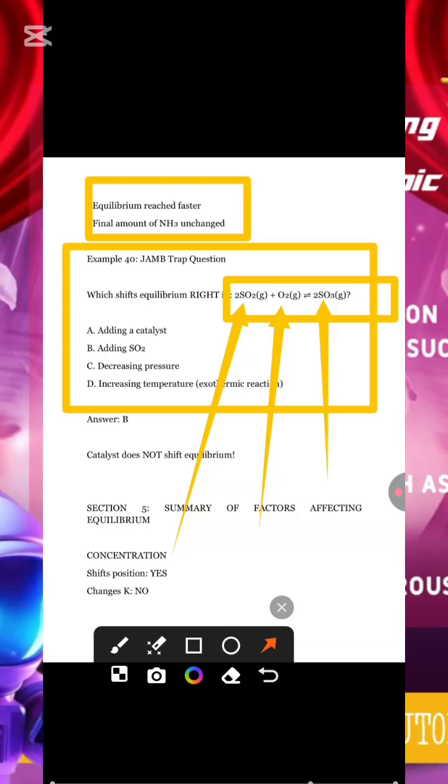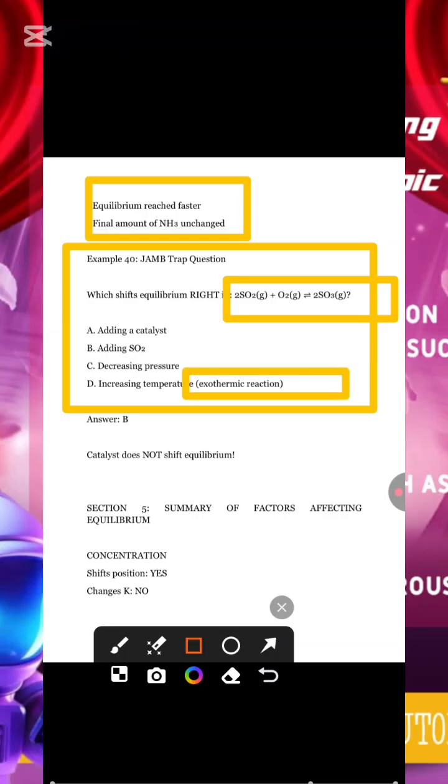And option D says increasing temperature. They wrote in a bracket right there, you can see the brackets, exothermic reaction. So they are trying to tell you that this particular reaction is exothermic. So increasing temperature, what will it do? How can the reaction be exothermic, giving off heat, and you want to increase the temperature? If you increase the temperature, you have hindered the forward reaction. You're only going to favor the backward reaction, meaning equilibrium is going to shift towards the left, not to the right. So the only correct answer there is option B.